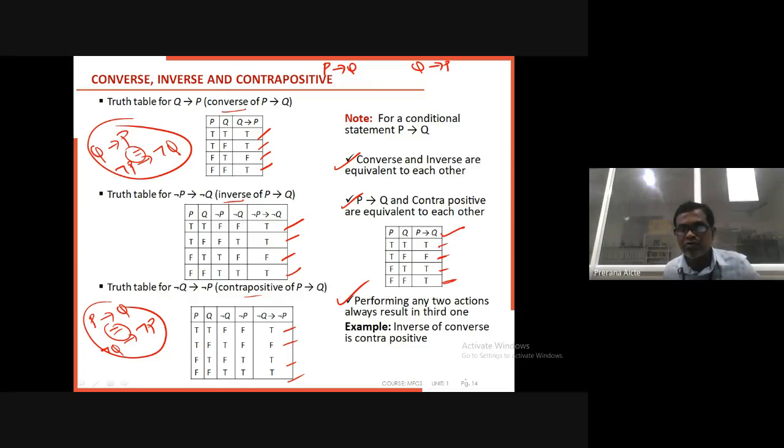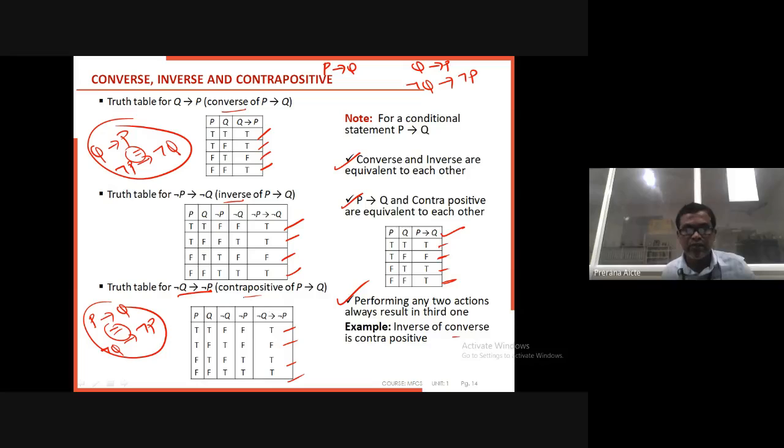Okay. So what we are doing is converse, inverse, and contrapositive. The inverse means negation Q implies negation P, and that is the contrapositive. If you are doing any two actions combined, it will result in the third one. You can go with any combination.